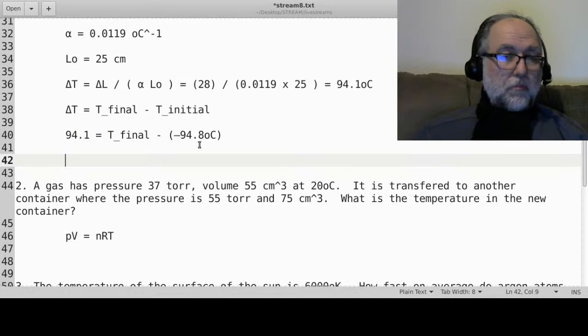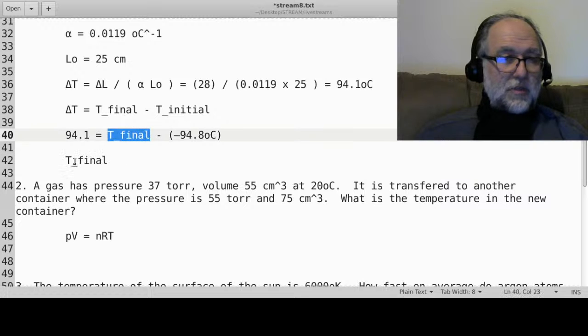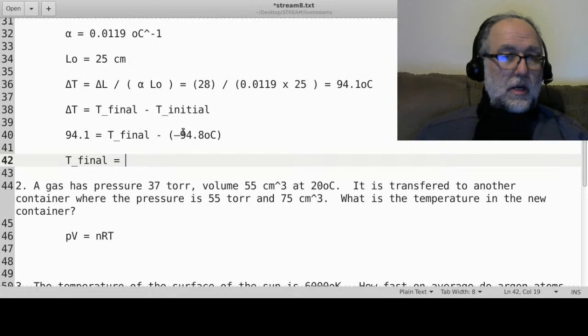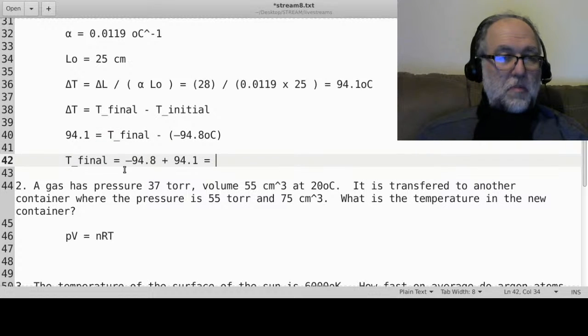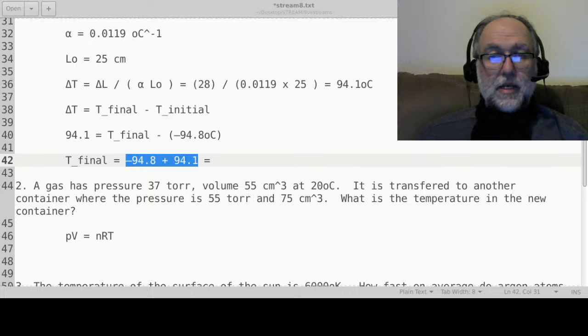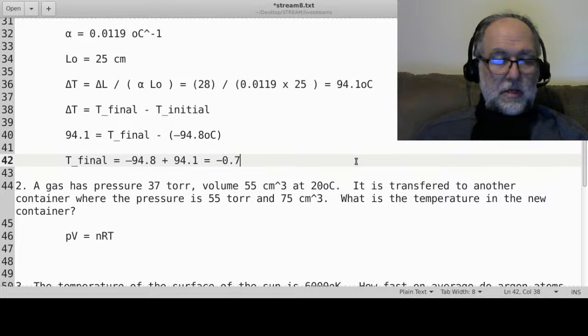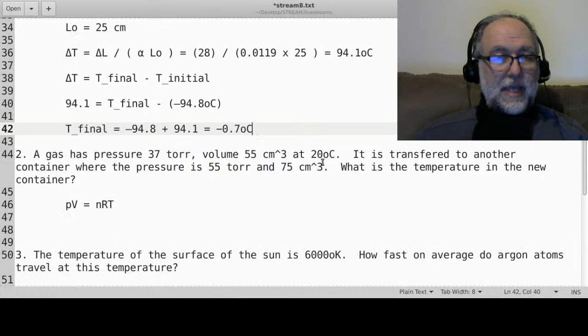So if I add the 94.8 to both sides, I get that the final temperature is equal to the initial temperature plus how much it increased. So just be careful. That's where you started, that's how much the temperature increased above that, and the final temperature is the sum of the two. And what's that going to be? That is going to be negative 0.07 degrees Celsius, and that's the answer.